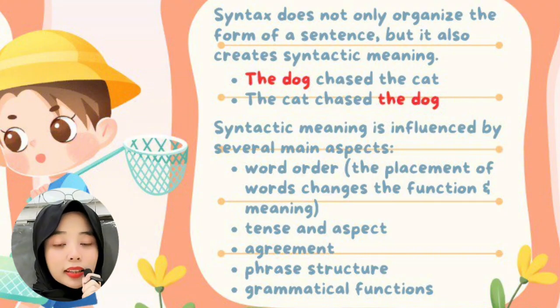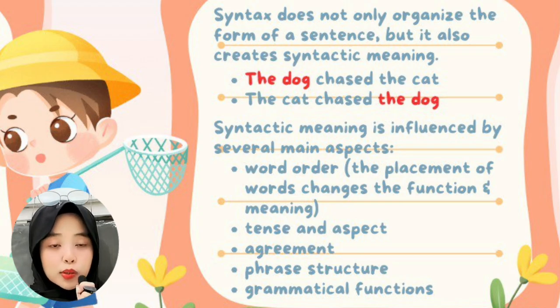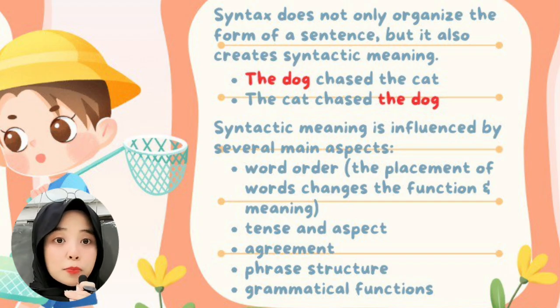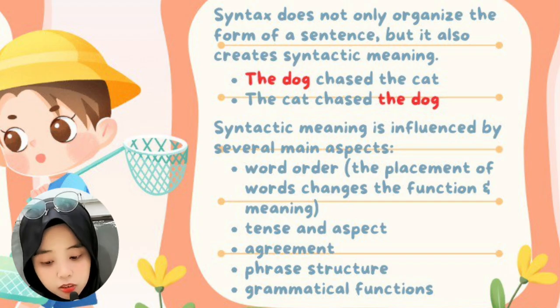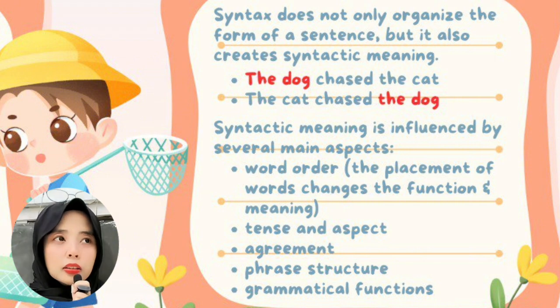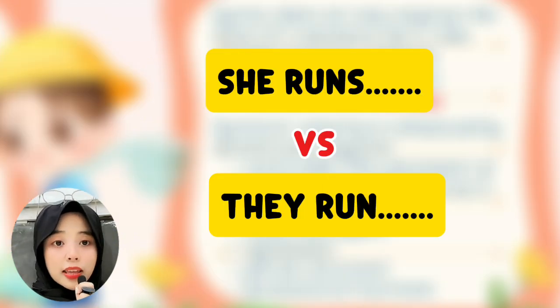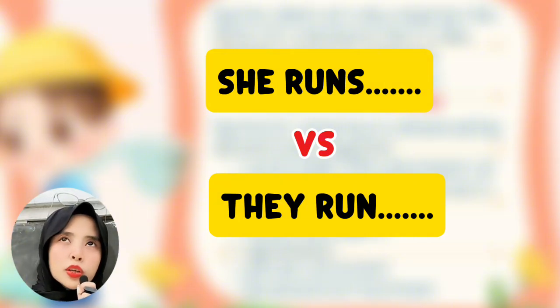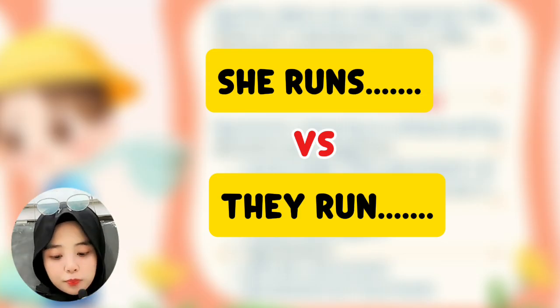Okay, so syntactic meaning is influenced by several main aspects. The first is word order, which I mentioned before. It can change the grammatical function and the meaning. The next is tense and aspect, to show the time and process of an action. And then agreement, like "she runs" versus "they run." If we use a subject like he, she, or it, we put an -s ending on the verb. When we use I, you, we, or they, we don't need to put an -s ending on the verb.